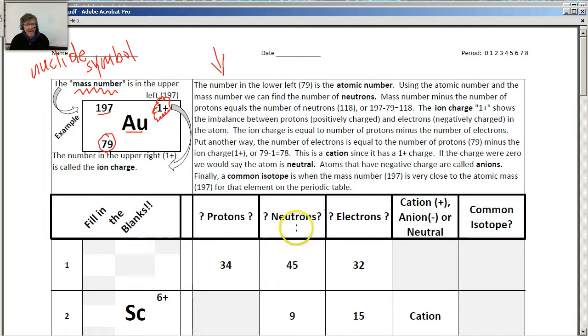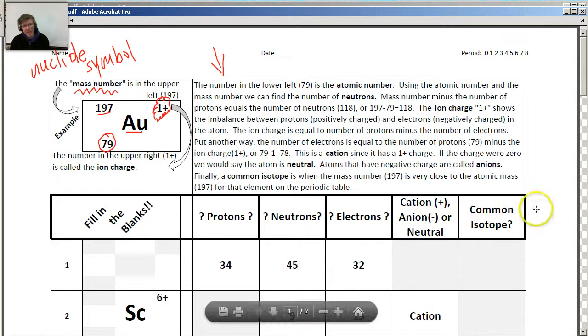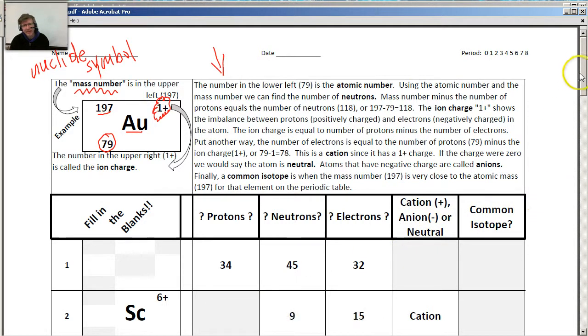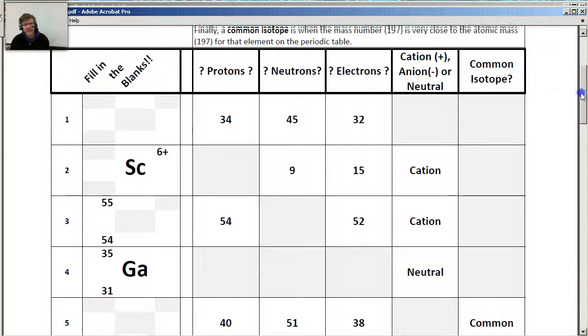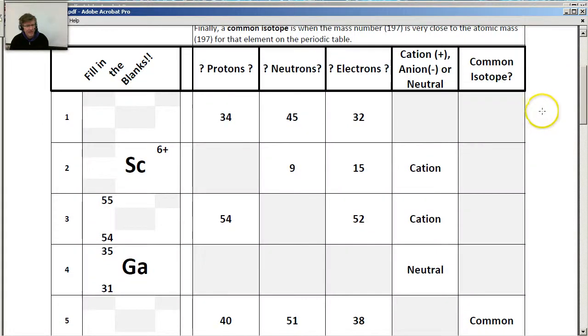Or, given a symbol, you can give me these numbers here, and you can tell me whether this atom is an ion. If it has a positive charge, it's a cation, and if it has a negative charge, it's an anion, and if it's neutral, it has no charge. We're also going to go over this common isotope thing. It's been very confusing for people, and I apologize for that, but let's try and make it a little clearer. So here we go. Take out your sheet or follow along.